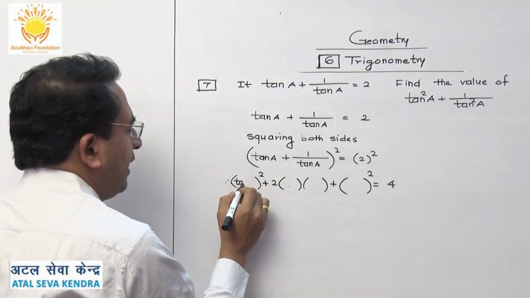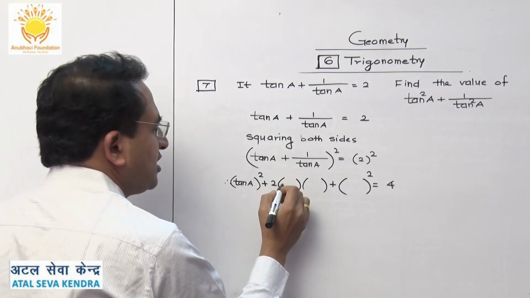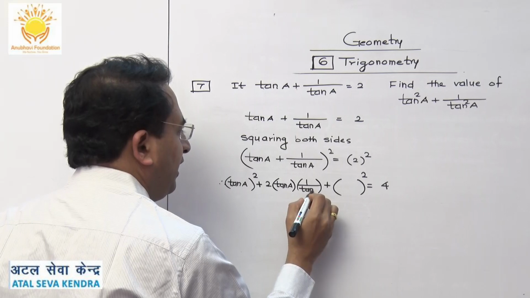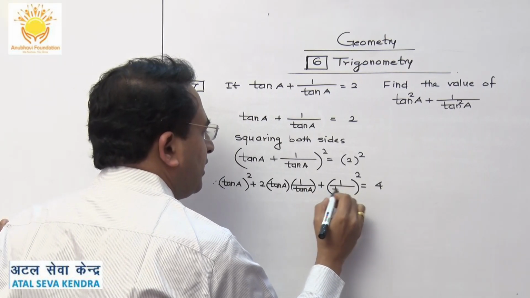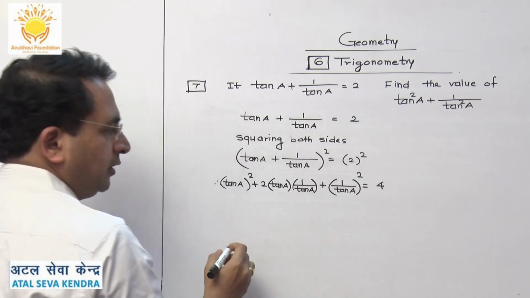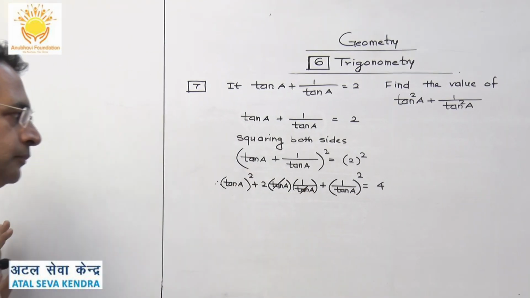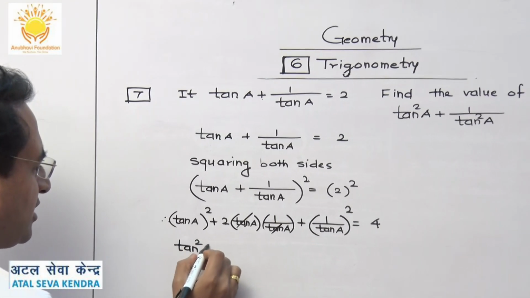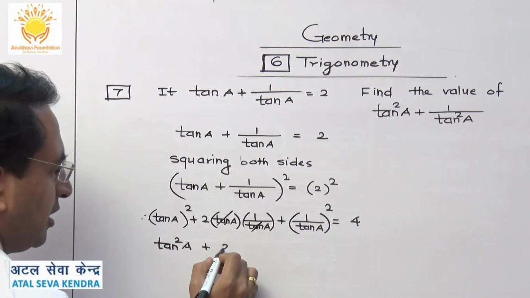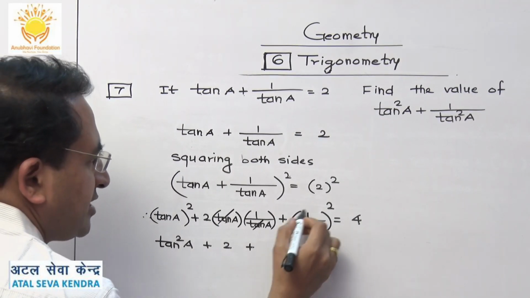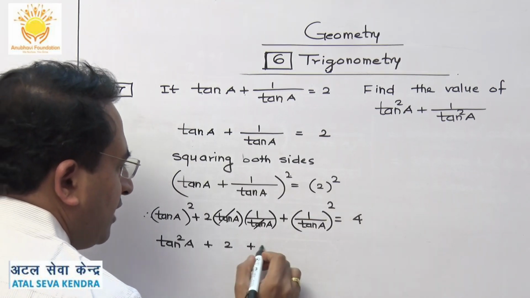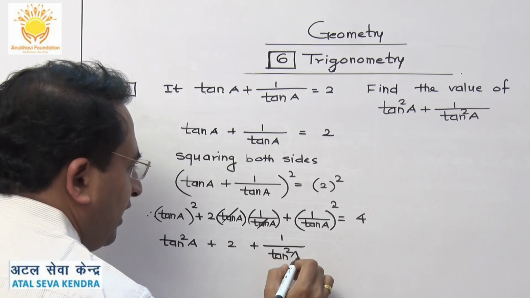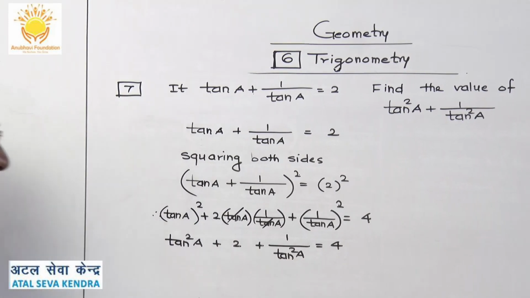So this is going to be tan of a. This is going to be again tan of a. This is 1 upon tan of a. And this is 1 upon tan of a. Now this tan a will get cancelled. Now what will happen? Tan of a bracket square means tan square a plus 2 plus, this is a fraction, but the square of that gives you 1 square, that is 1, and this is going to be tan square a, that is equal to 4.